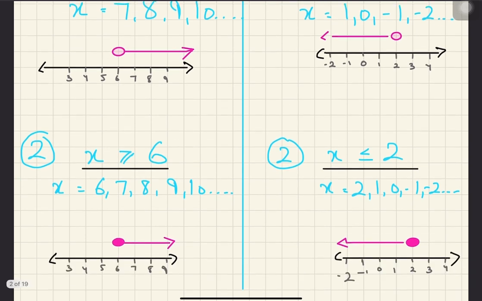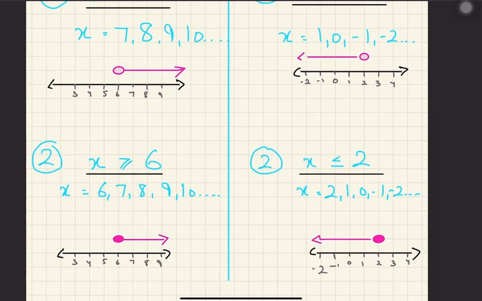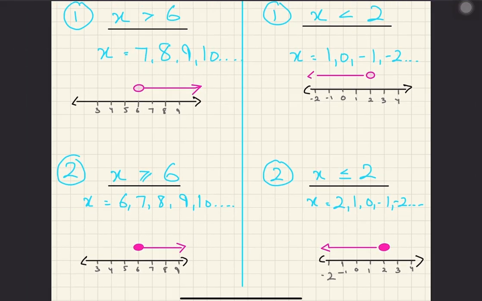Now x is greater than or equal to 6 means the value of 6 is also included in this form. Because 6 is also included, I will draw a shaded circle to represent that 6 is included. And for the greater side, the arrow will be on the right hand side. This is how we represent it on a number line.